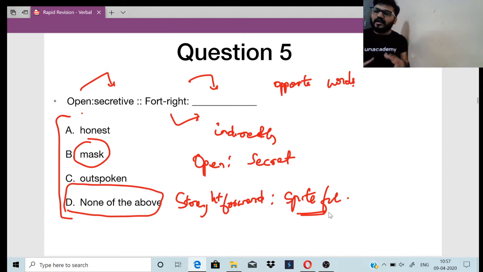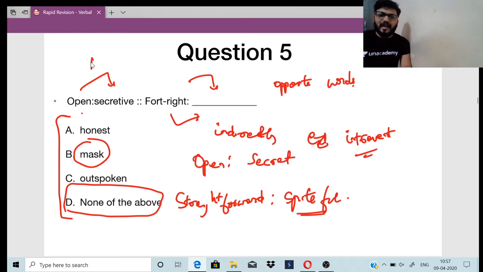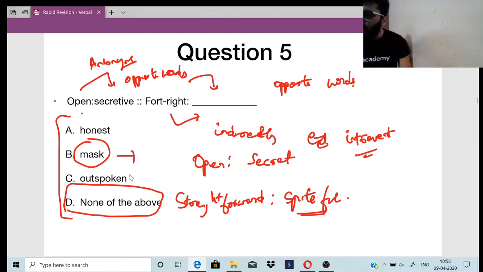Someone who doesn't have an outspoken nature. Someone who is an introvert. All these things we can use for forthright, right? These both are antonyms of each other. What do antonyms mean? Opposite words. So obviously, why is mask not the right answer? Okay, Raji, you are listening, right? Why is mask not the right answer?